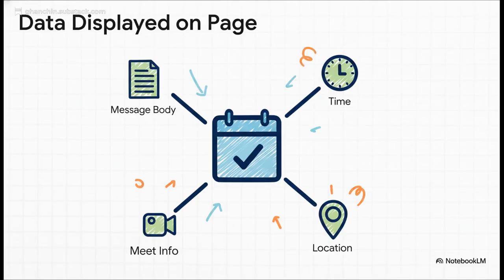And what it pulls from your invite is incredibly comprehensive. It's not just the basics. It grabs the event name, the start and end times, the location, your video conference link, and, this is crucial, the entire message body. That means you can write detailed descriptions, agendas, whatever you want right in your calendar event, and all of it shows up perfectly on the page.